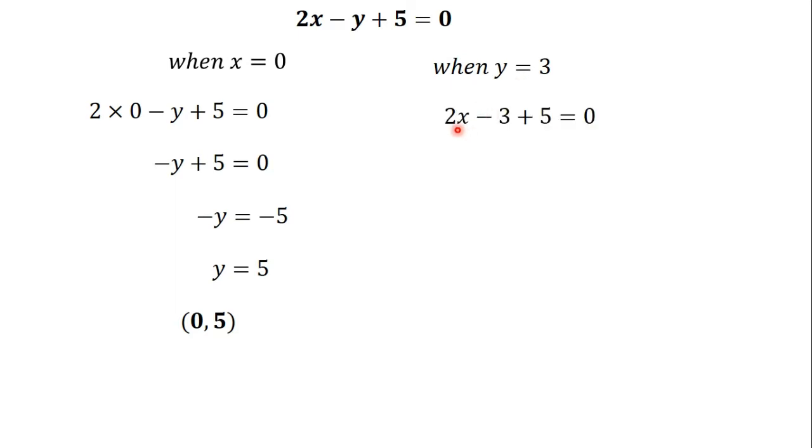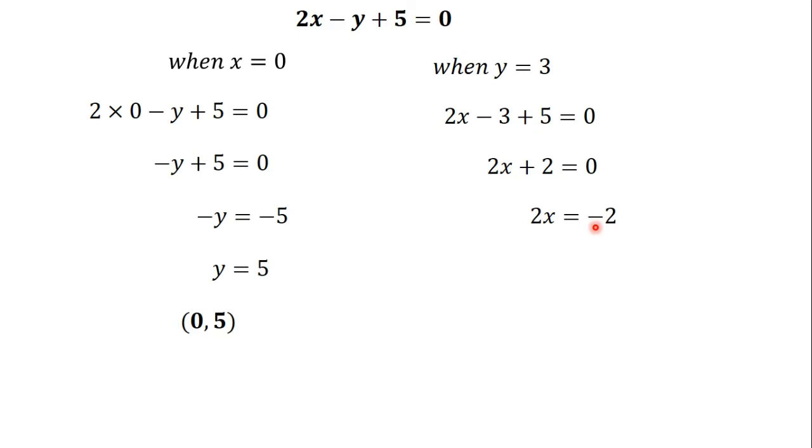When y is equal to 3, the equation becomes 2x minus 3 plus 5 is equal to 0. Minus 3 plus 5 is 2. So you have 2x plus 2 is equal to 0. And this will give us 2x is equal to minus 2. We have learned this from linear equation.